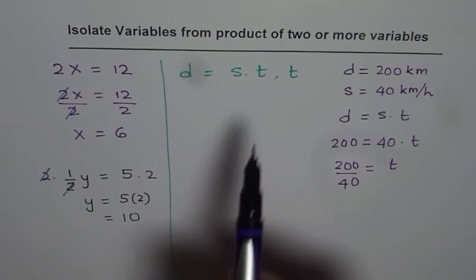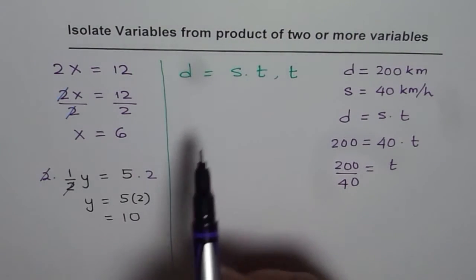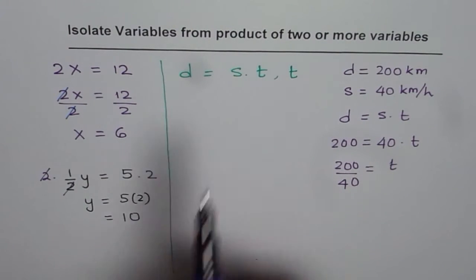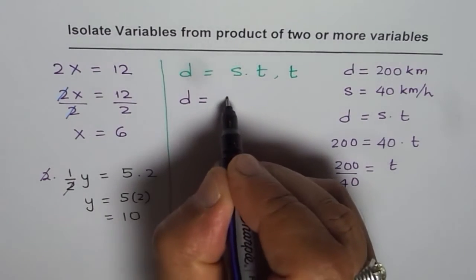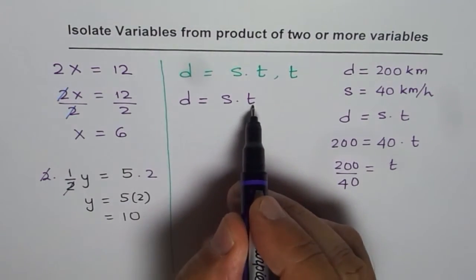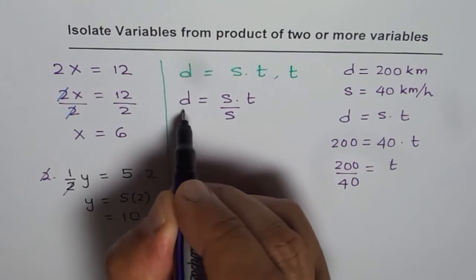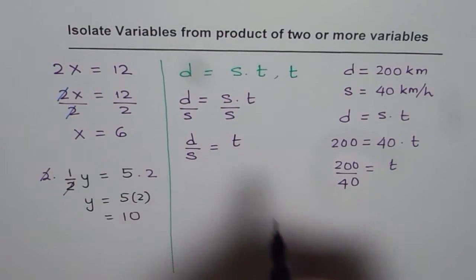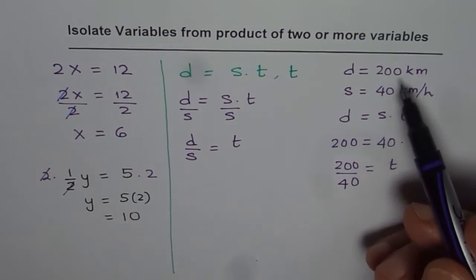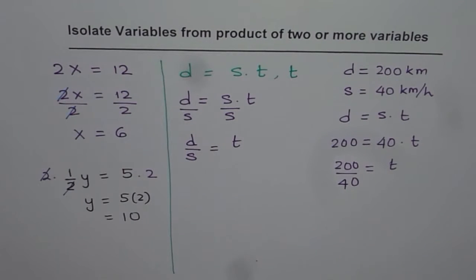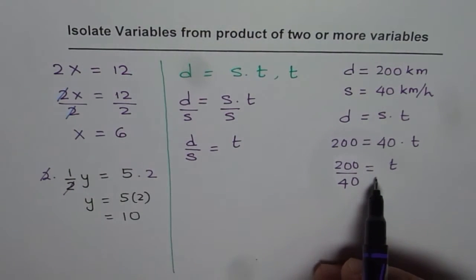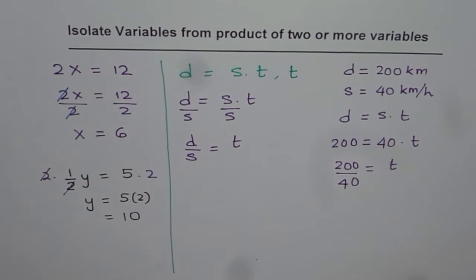Same steps are followed to isolate the variable when they are given products. Here we have product of speed and time. Now to isolate for t, what should we do? We know distance equals speed into time. Since we need time, we'll divide by speed on both the sides, correct? So we have distance divided by speed equals time. This is what we have. Distance of 200 kilometers divided by speed of 40 gives us the time. Do you see that? That becomes a formula by which you can always apply a straight formula and get your result. Do you see? So time equals distance divided by speed.